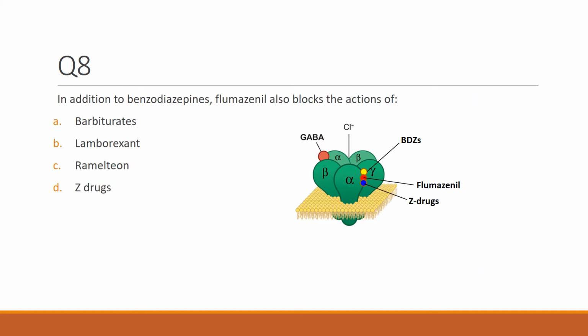The eighth question is, in addition to benzodiazepines, flumazenil also blocks the actions of, the choices are barbiturates, lemborexant, ramelteone, or Z drugs. And the correct option is Z drugs, because besides benzodiazepines, flumazenil is also a competitive inhibitor of Z drugs.